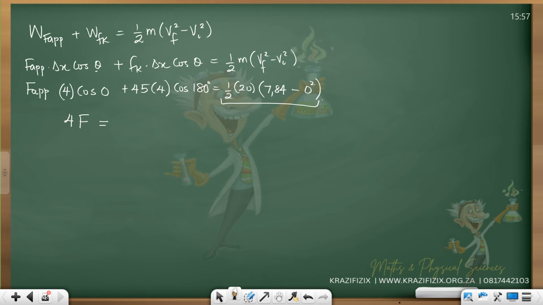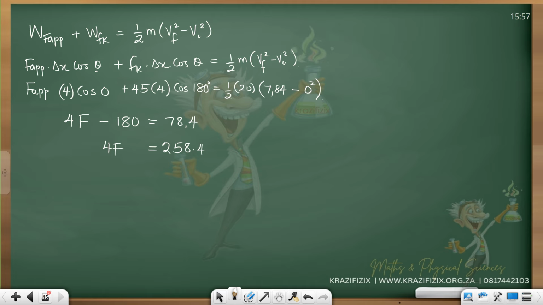Do you want to give me the answer? Okay, let's do it step by step. What would this give us? 45 times 4 is 180, and it's negative, right? What would this give me? 78.4. Can we then say 4F is what? 180 plus that will give us 258.4.